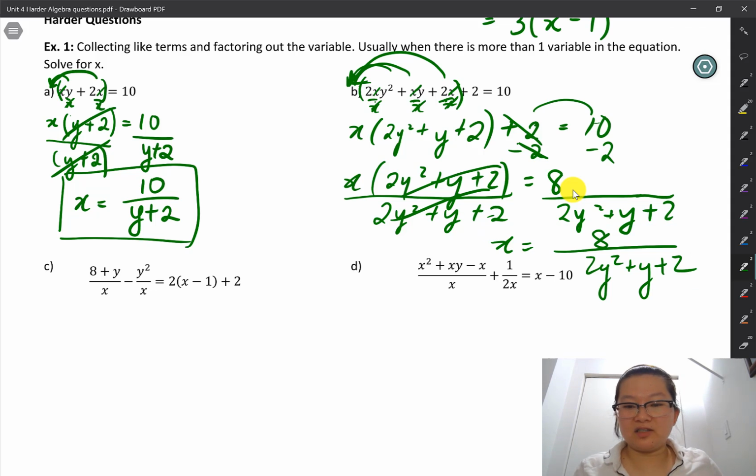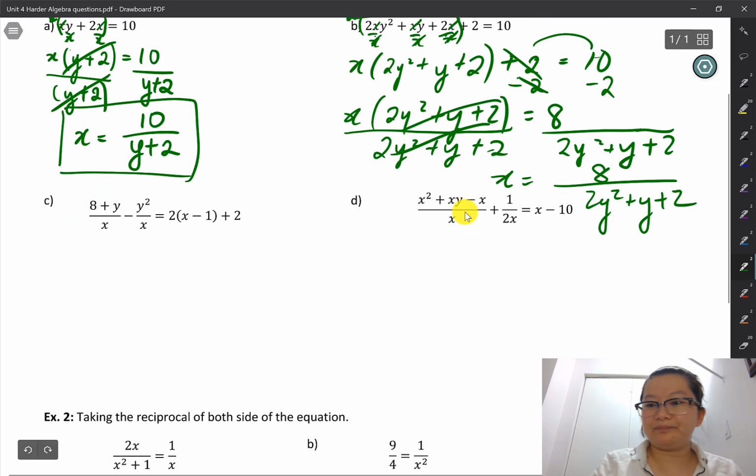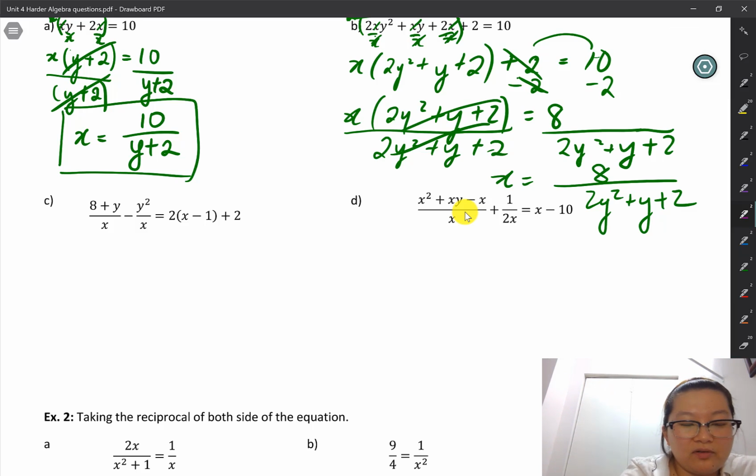I just killed the box because I can't see the bottom question. Okay, so I'm going to do C. All right, I should have done it in purple. Okay, we'll do the next one in purple.